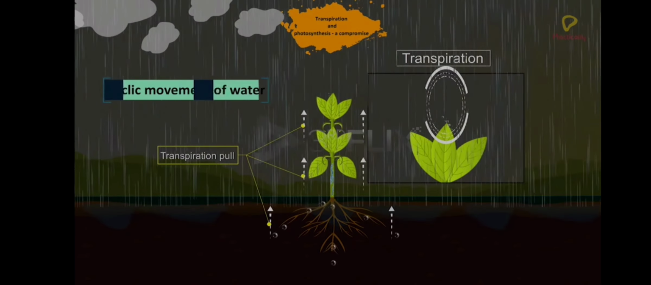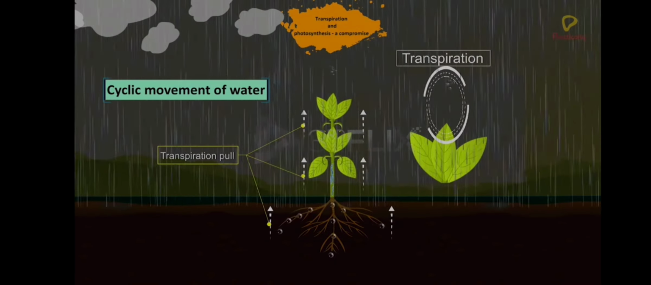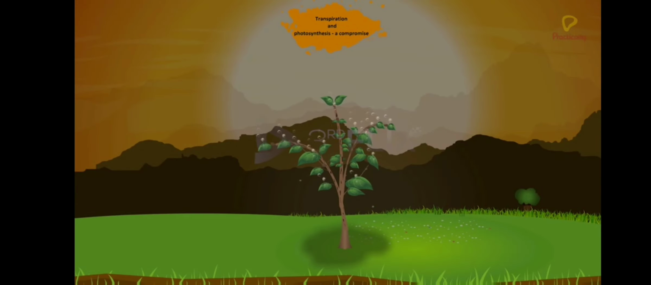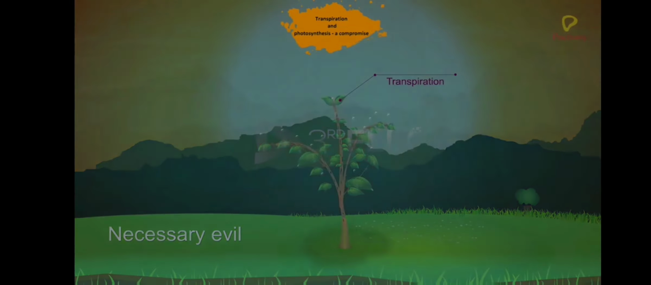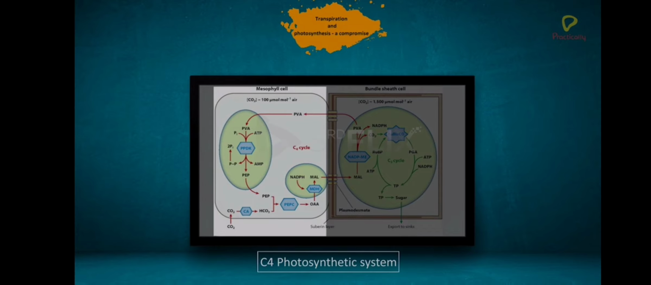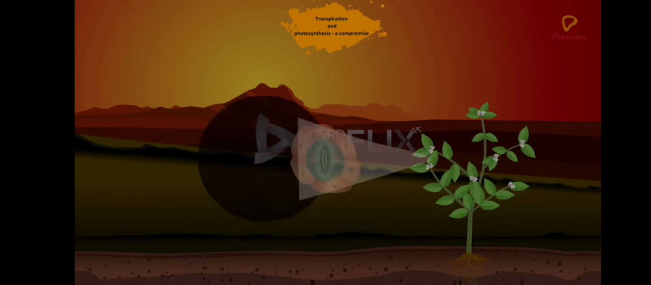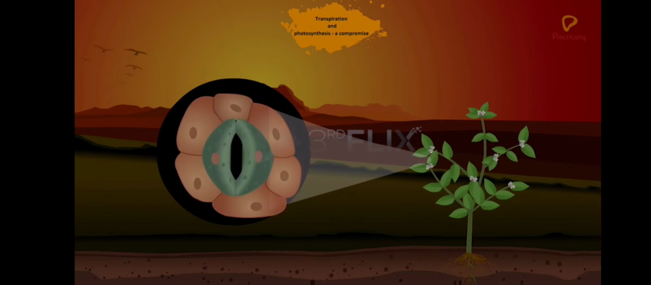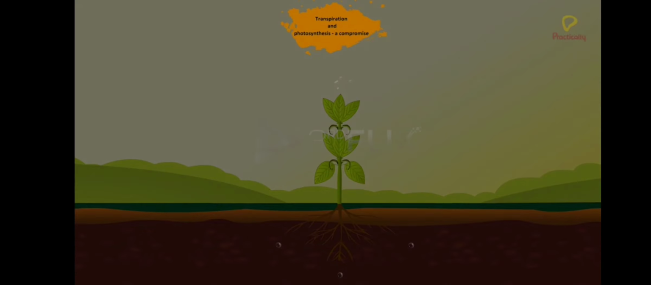Despite making plants lose a substantial amount of water, transpiration is beneficial to plants in many ways. Hence, it is considered to be a necessary evil. The evolution of the C4 photosynthetic system is probably one of the strategies for maximizing the availability of CO2 and minimizing water loss.